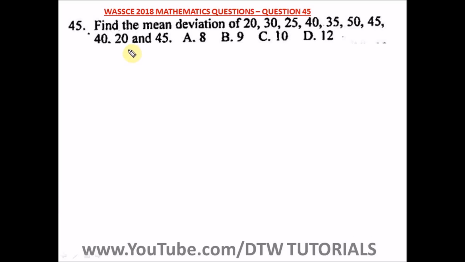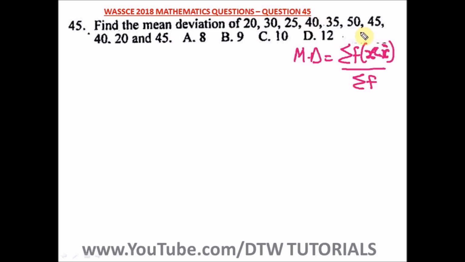Question 45 of the WASSCE 2018 Mathematics Past Question, that's your WAEC exams. It says find the mean deviation of this set of numbers. Remember the formula for your mean deviation. Let's just write it here. It is the summation of the frequency times the values x minus our mean, divided by the summation of the frequency.